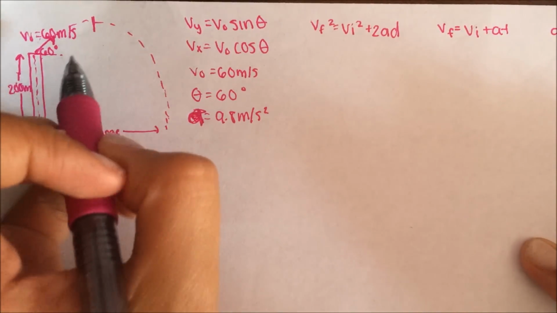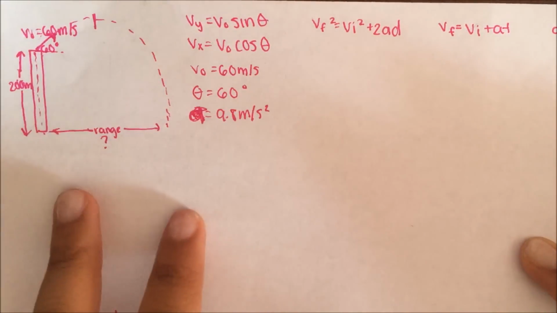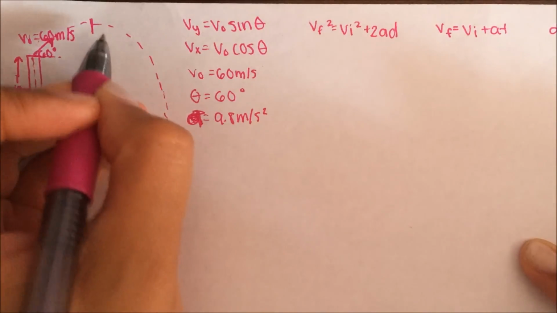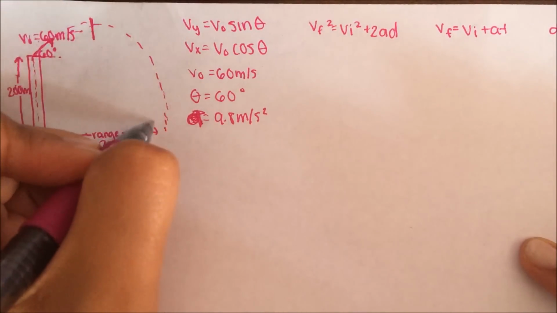the thing that connects them is time. So to figure out the time for this entire thing, we have to split this up into different parts. We're going to split it up right there: the ascension time and then the descension time.